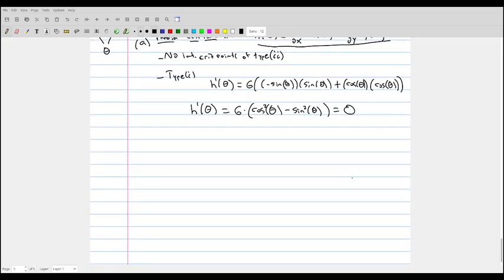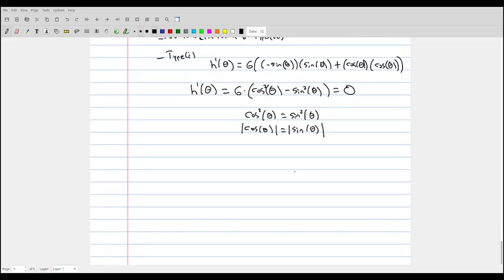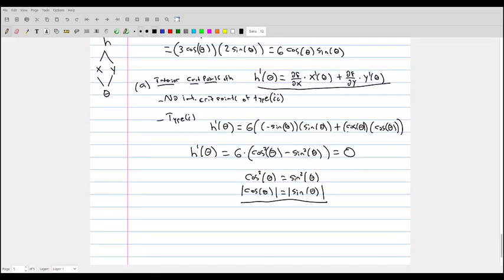And this equation reduces to saying that cosine squared of theta is equal to sine squared of theta, or taking the square root of both sides, the absolute value of cosine of theta has to be equal to the absolute value of sine of theta. And any theta that satisfies this condition gives us an interior critical point, interior to the interval for theta from 0 to 2 pi, of this function h itself, because it means h prime is equal to 0.